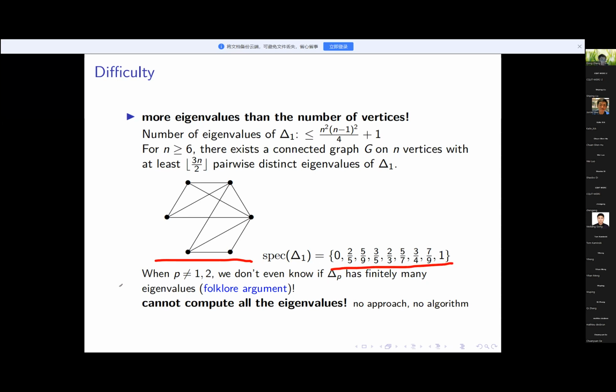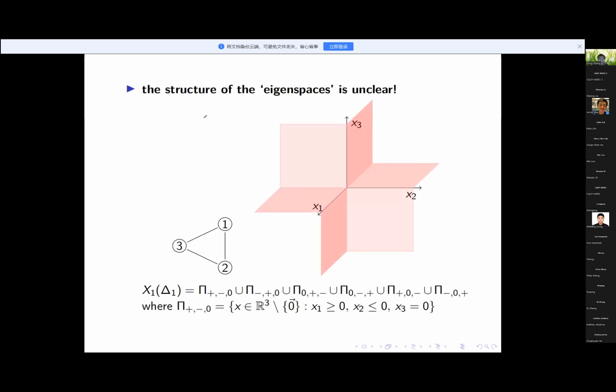And in fact, if p is not 1 and not 2, we don't even know if the p-Laplacian has finitely many eigenvalues, although there is a folklore conjecture for that. Actually, we cannot compute all the eigenvalues of p-Laplacians, because we have no general approach and no algorithm to compute the higher order eigenvalues. And the reason might be that the structure of the eigenspace is actually unclear.